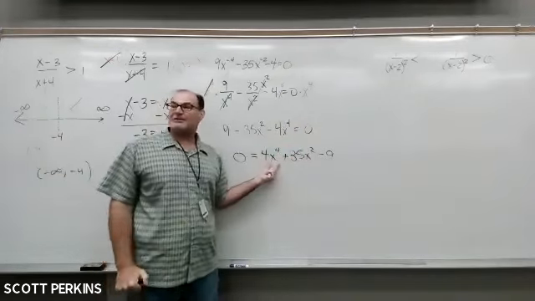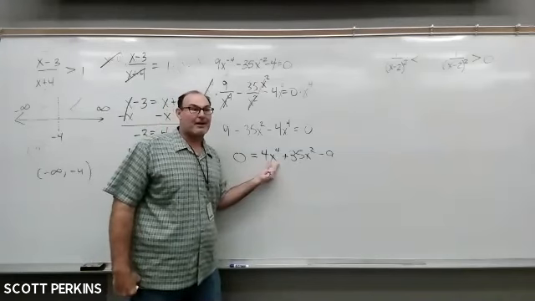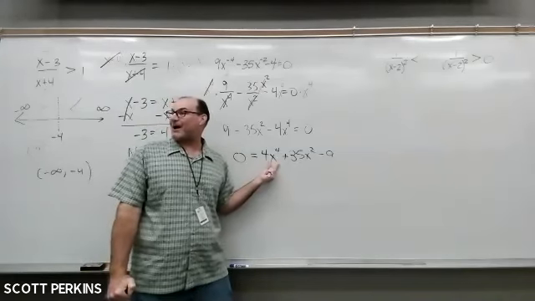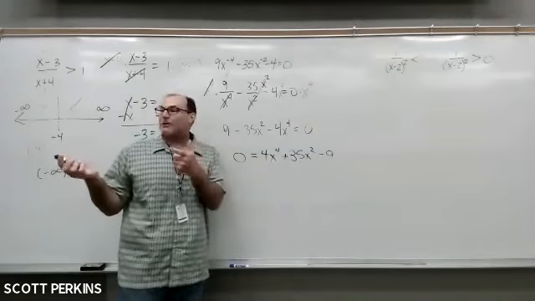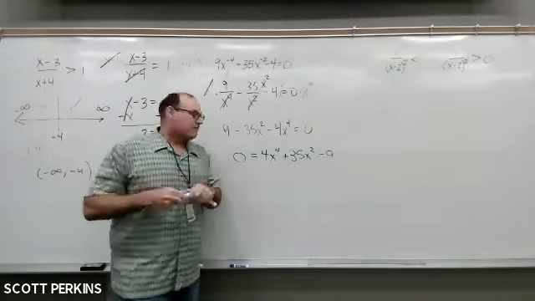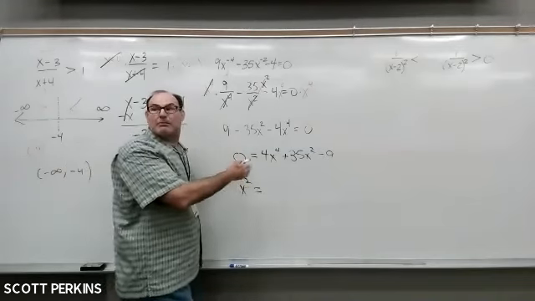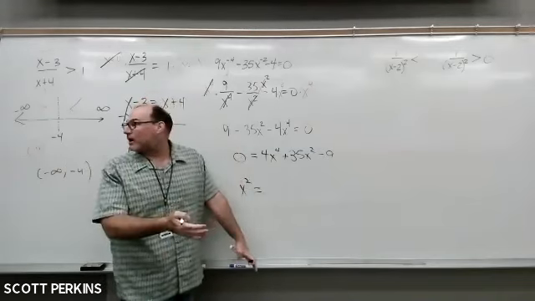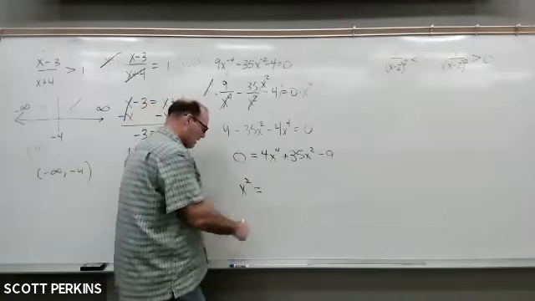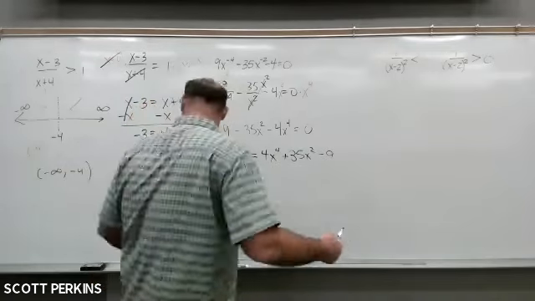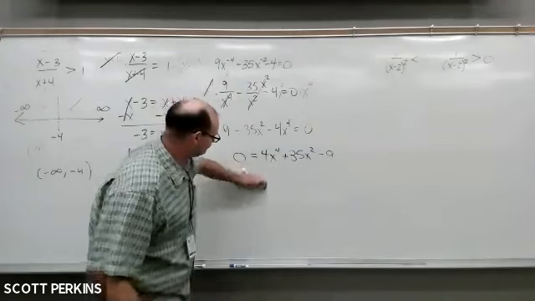What times itself is going to give you x to the fourth? Yeah, great job, everybody. x squared. Perfect. So if you use the quadratic formula at this point, then you're going to say, okay, x squared is equal to negative b plus or minus the square root of b squared minus 4ac. But I'm going to factor this. Where's my eraser? Here it is.